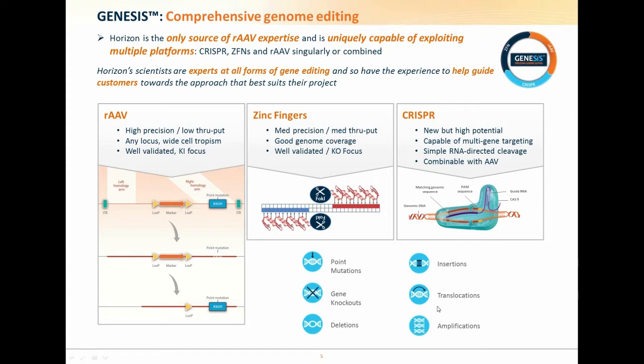Zinc finger nuclease is another technology that we use in-house. This technology has a good track record. We have licensed it in for use from Sigma. And then lastly, why I think most of us are here today, to talk a little bit more about the CRISPR Cas9 system. It's a very simple design system. It really is enabling, I think, for everyone. And so that's why we're going to make it the focus of today's discussion.